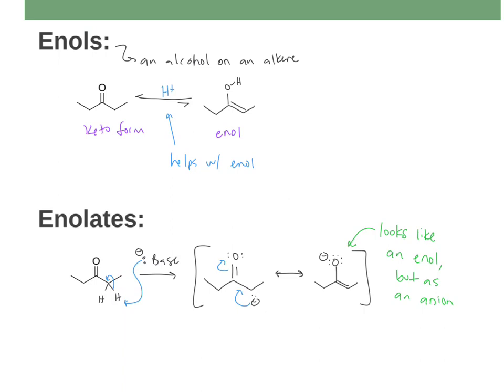And hence the ate. You change the ending to ate because that's a delocalized anion ending. So it's an enolate. We'd call this whole thing on the right-hand side the enolate ion. It looks like an enol, but it's an anion. We're going to be talking a lot about enolates in this chapter. We're going to have enolate intermediates for most of the reactions, especially all of those base-catalyzed ones.